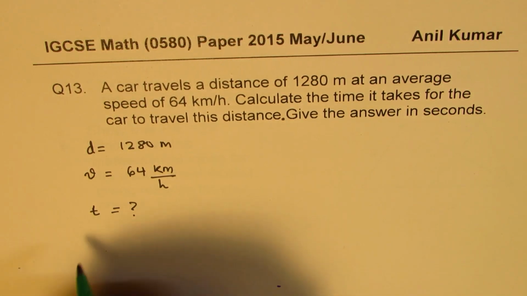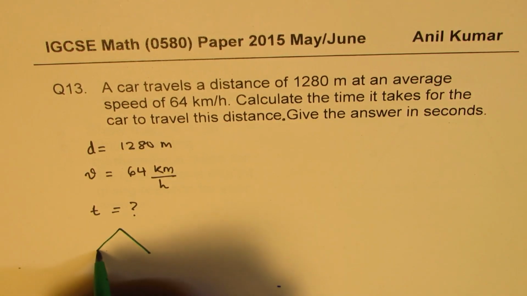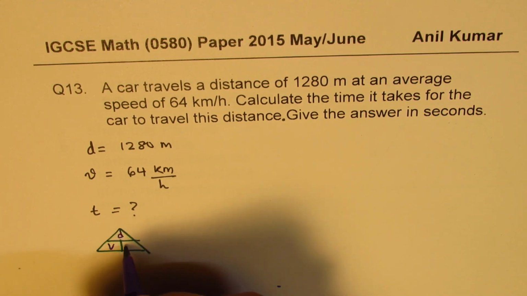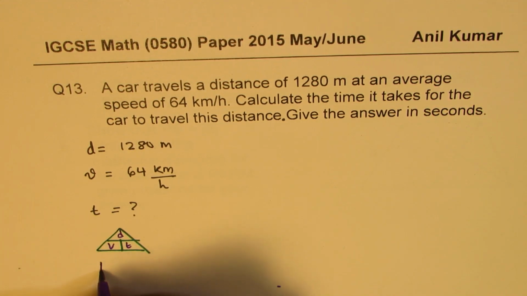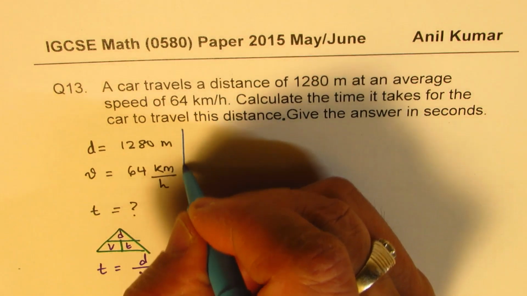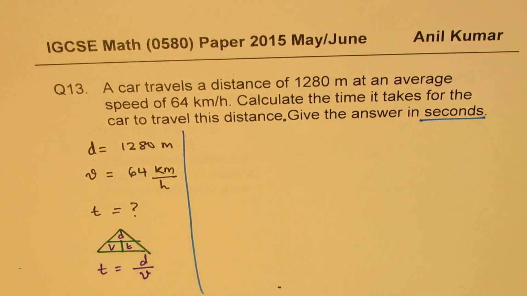We know all of them are related with this triangle, easy to remember, which is distance, velocity and time. Since we need to find time, time is distance over velocity, right? So that is how we could actually do it. Now the key here is to convert velocity into meters per second, since we want the answer in seconds, right? So we need to convert velocity to meters per second. Let us see how to do that.